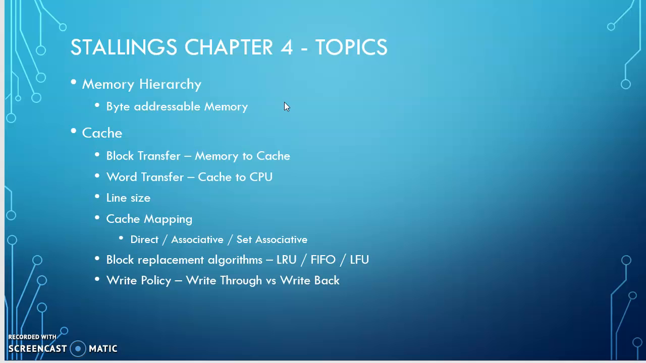So data going from the cache to the CPU is a word, and data going from memory to cache is a block. The blocks are larger, the words are smaller, and what the CPU is doing is just glancing at the cache to see, is the word it's looking for there? If it is, great, and if not, it'll have to go to memory in order to get it.